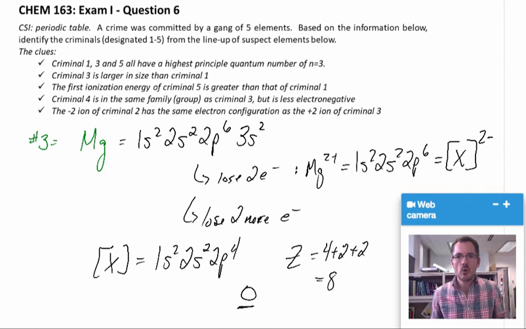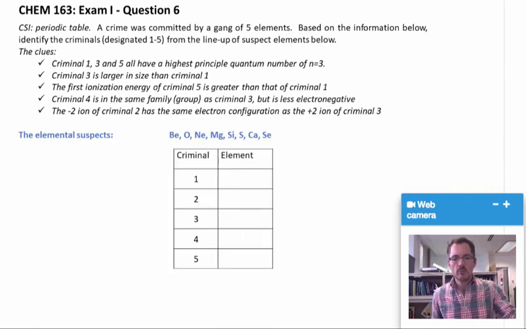So when we go through and organize our answers, criminal number 1 is going to be silicon, criminal number 2 is going to be oxygen, 3 will be magnesium, 4 will be calcium, and 5 will be sulfur.